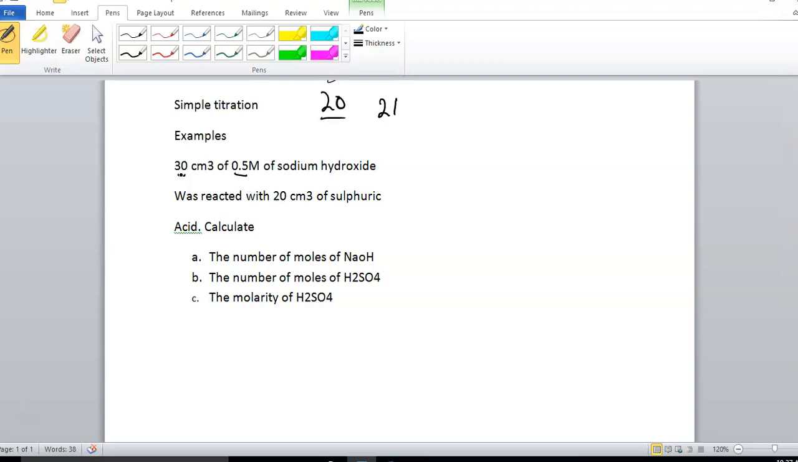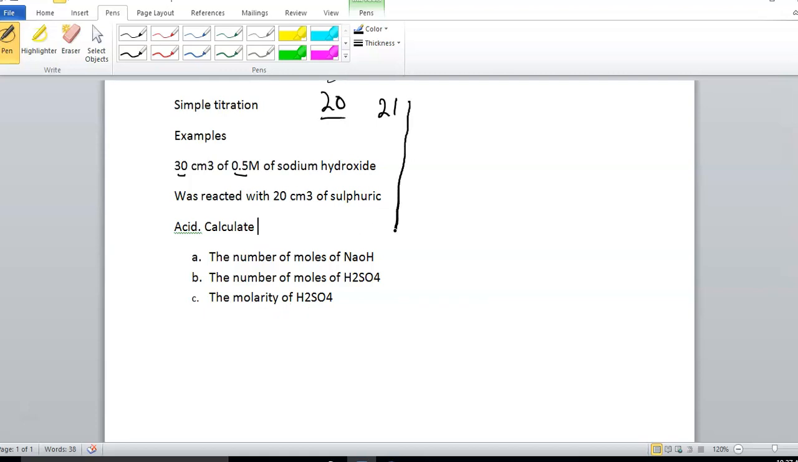This example says that 30 cm³ of 0.5 molar sodium hydroxide was reacted with 20 cm³ of sulfuric acid. Calculate: A, the number of moles of the sodium hydroxide; B, the number of moles of the sulfuric acid; C, the molarity of the sulfuric acid. In lesson 20 we were asked for the volume of the sulfuric acid, but today they are asking us the molarity of the sulfuric acid. So how do you find it?